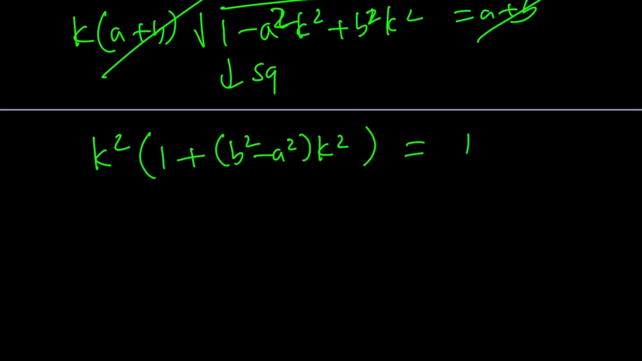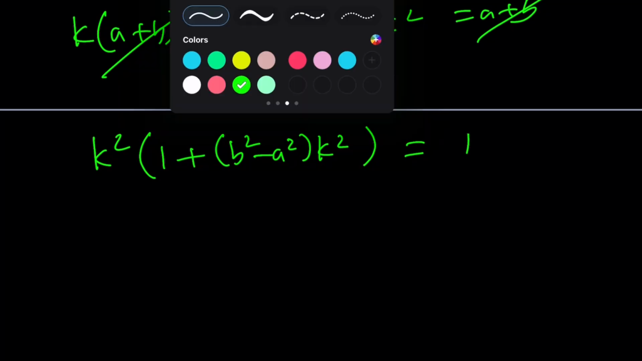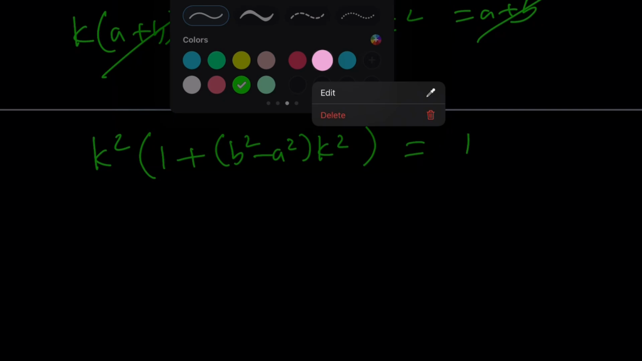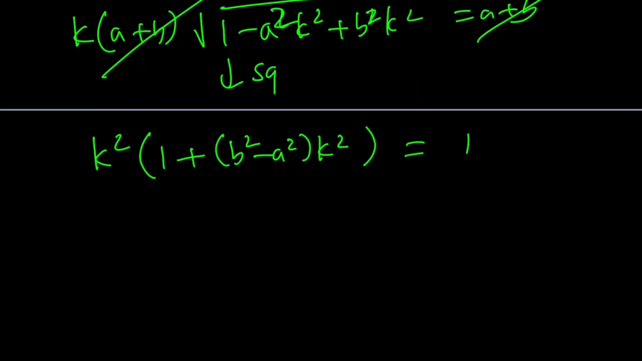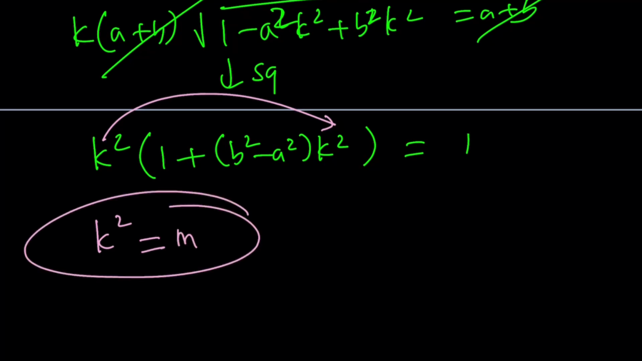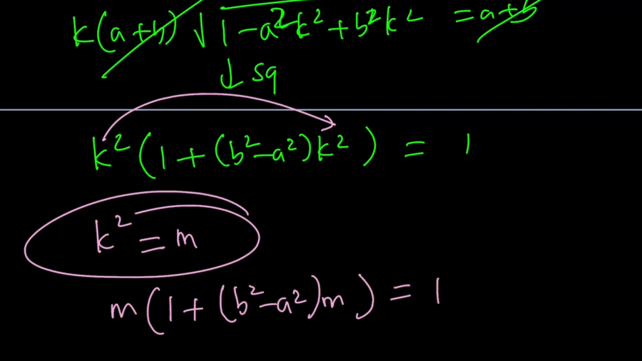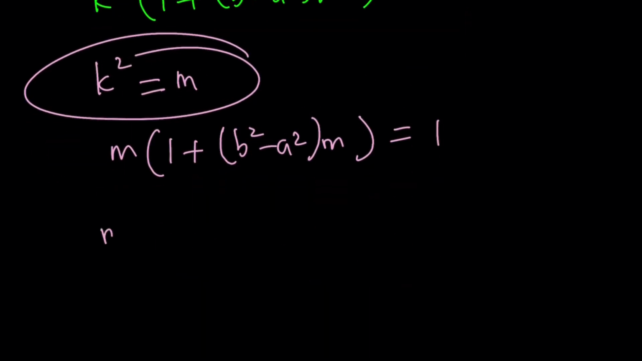My goal is to find k, and I'm getting closer, but I have k squared times k squared, which is going to generate a k to the 4th power, which is not going to be that good. So let's use substitution one more time. I don't know how many times we used it, but let's say, let k squared be m. So this gives us the following: m times (1 plus (b squared minus a squared) m) equals 1. Remember, we're solving for m. Distribute: m plus (b squared minus a squared) times m squared equals 1.